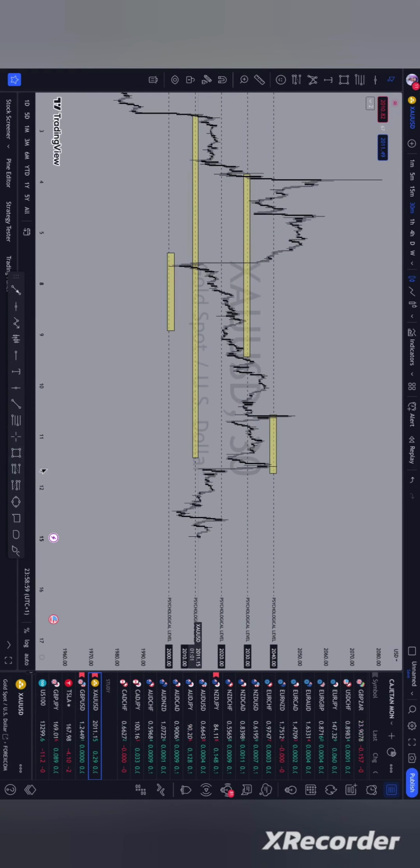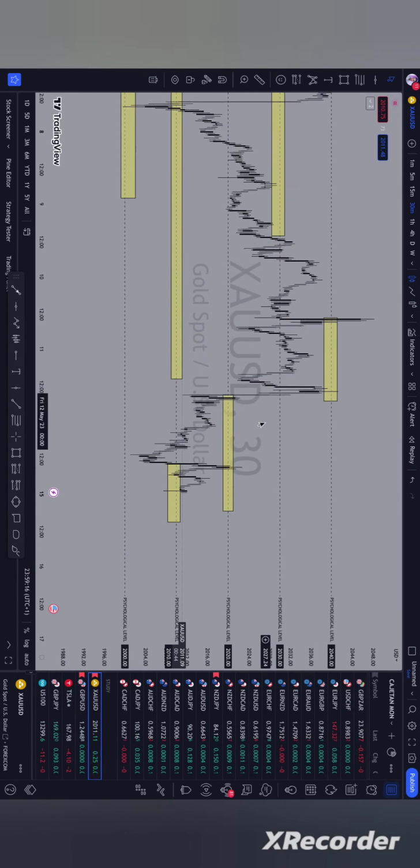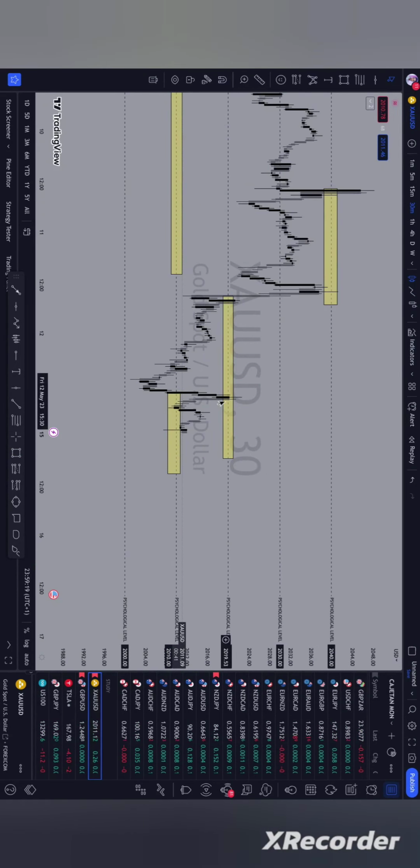Currently we have respected this psychological level as well, which has acted as resistance, and this psychological level below here, which has been acting like support. So the concept is price bounces within psychological levels, guys. As you can see, these are all the psychological levels that price is bouncing within, bounce up, bounces down, and the distance from one psychological level to another should be 100 pips from one round psychological level to another.